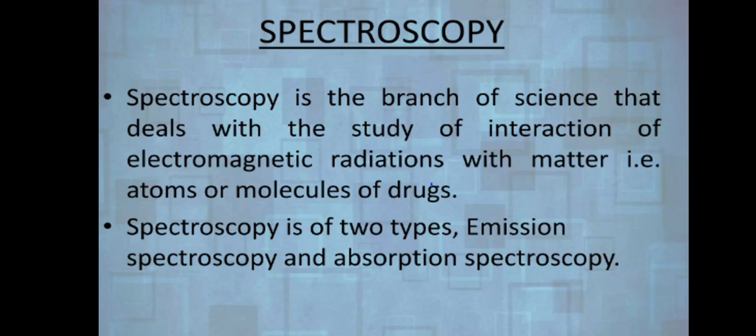Spectroscopy is of two types. Emission spectroscopy measures light emitted by a substance, so we call this emission spectroscopy. Absorption spectroscopy means light absorbed by a substance is measured.